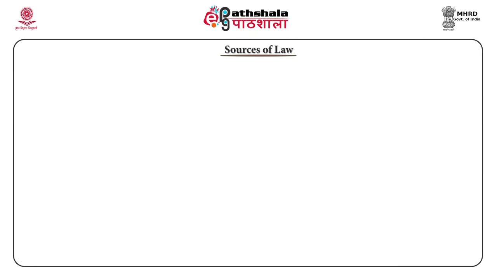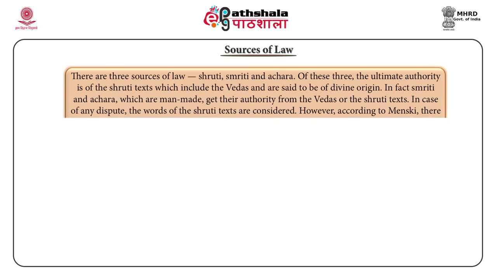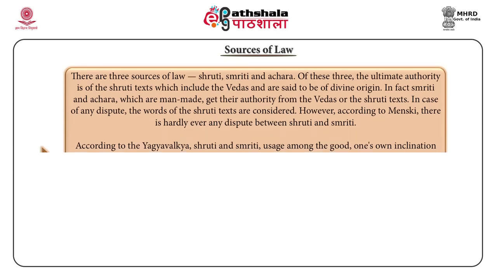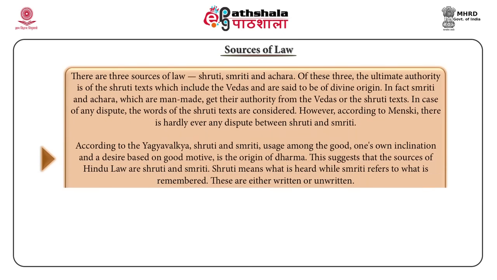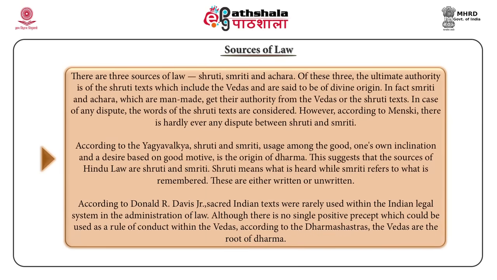Now, let's turn to some of the sources of law. There are basically three sources of law that we can understand: Shruti, Smriti, and Achara. Of these three, the ultimate authority is the Shruti texts, which include the Vedas and are said to be of divine origin. In fact, smriti and achara, which are man-made, derive their authority from the Vedas or the Shruti texts. In case of any dispute, the words of the Shruti texts are considered authoritative.